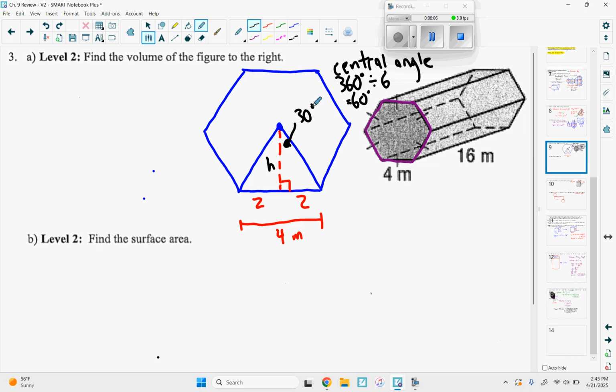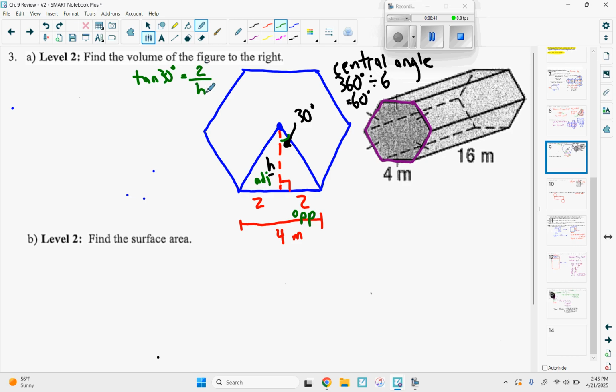Now we're going to use a trig ratio to find our missing height. And in order to do that, we've got to first pick out our trig ratio in our right triangle. 2 is the opposite. Our height is our adjacent to our angle, 30 degrees. So we're going to use tangent of 30 degrees equals 2, our opposite, over h, our adjacent.